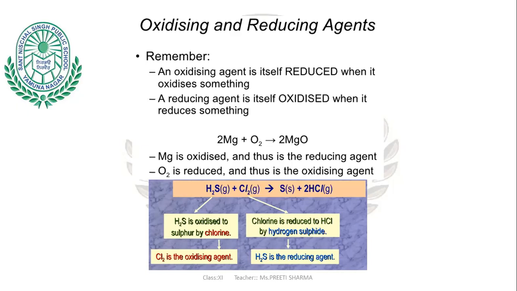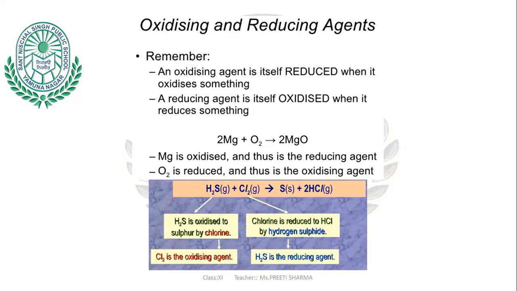So here, magnesium from 0, it changes its state to +2, right? Because magnesium here is present in elementary form. So charge on magnesium is 0. And after addition of oxygen, it means oxidation has been taken place. So magnesium is oxidized and thus behave as a reducing agent.